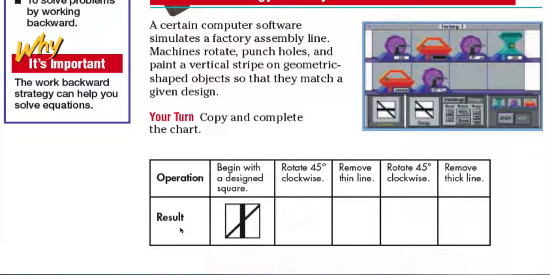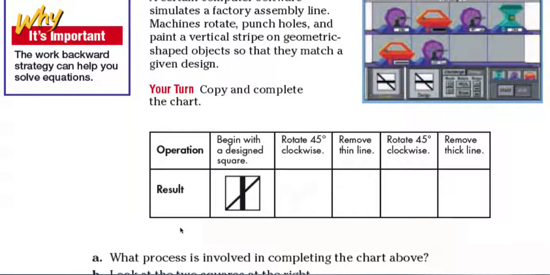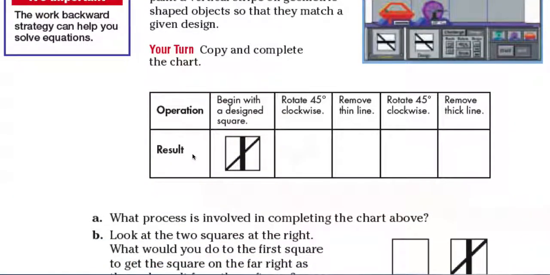A certain computer software simulates a factory assembly line. Machines rotate, punch holes, and paint a vertical stripe on geometric shaped objects so that they match a given design. If you want to copy this down on a piece of paper, let's copy and complete the chart. This is the result right here, and this is what we need to do.